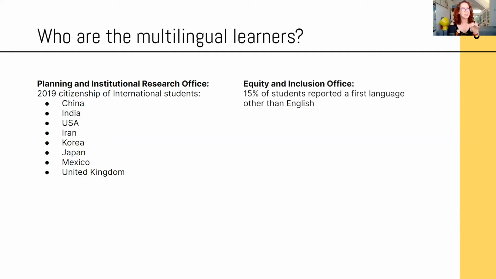So what other information can we grab? So the Equity and Inclusion Office did a small survey and they found 15% of students reported a first language other than English. We know from SFU that 40% self-identify as having an additional language. And from the census data of Vancouver itself, local students and local people have a very multilingual environment.